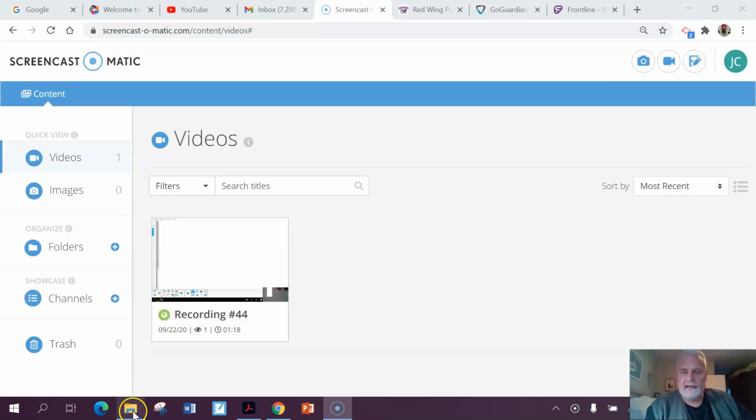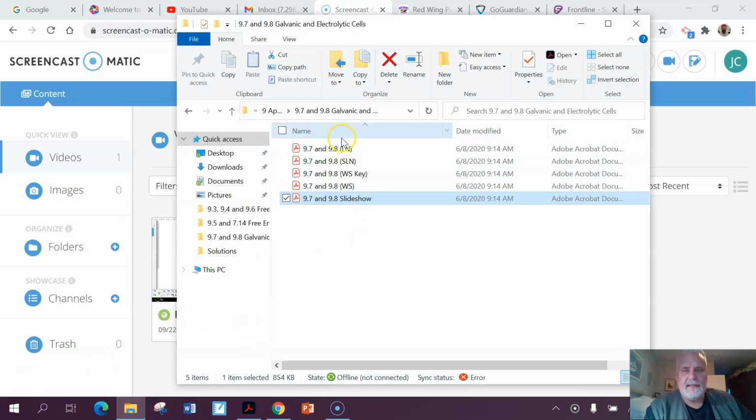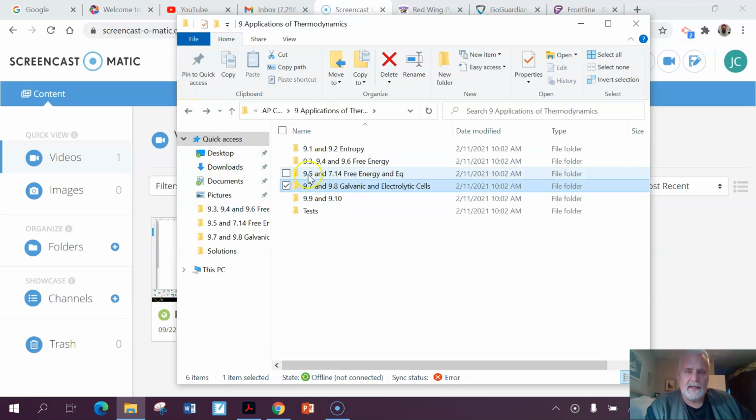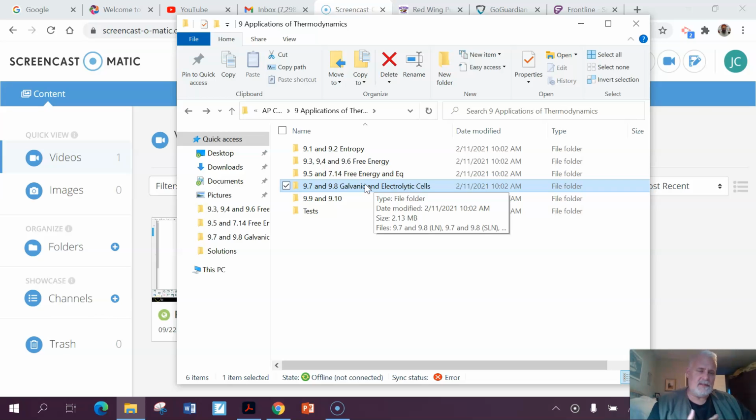Okay, so today we're going to do a real neat application. Just let me go back one here to kind of show you. We finished how free energy relates to equilibrium, and now we're going to talk about electricity and a flow of electricity, and that's going to get into oxidation reduction chemistry.